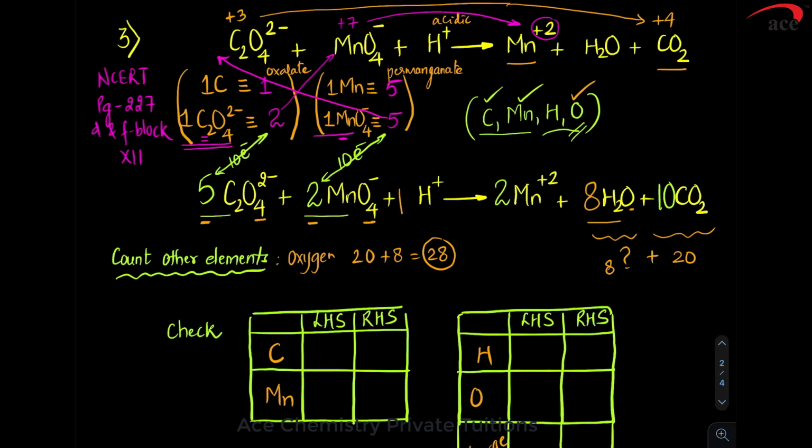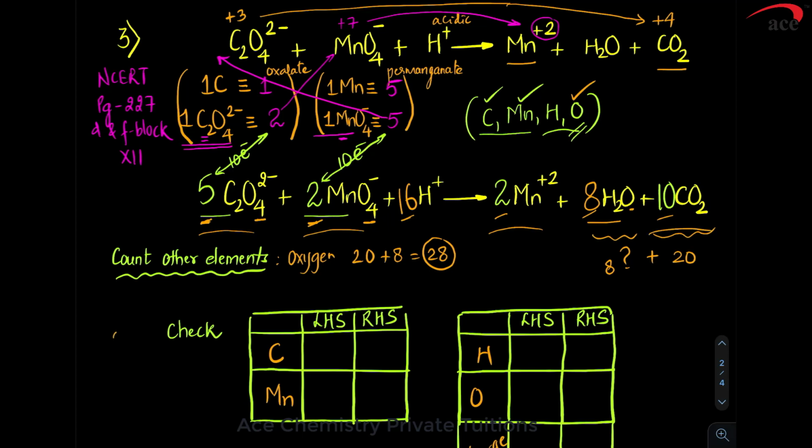So naturally on this side also should be 16. So 16. Right, now check, all the numbers have come? Yes, if all the numbers have come, that means the reaction is balanced. Right, this is what is balancing. That means 5 moles of oxalate ions have an ability of reacting with 2 moles of permanganate ion to produce 2 moles of manganese plus 2 and 10 moles of carbon dioxide.